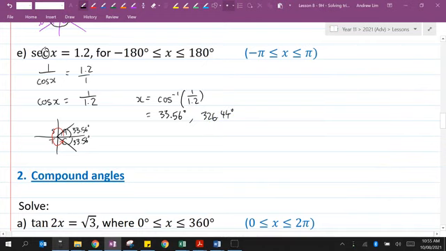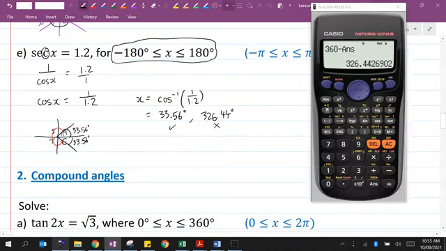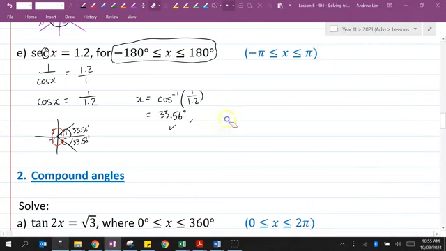Okay, now the question here gives us this domain between negative 180 and 180. That one's good, but this one isn't. So what we need to do is take that answer and minus 360 from it to get negative 33.56. And now that's in that answer.